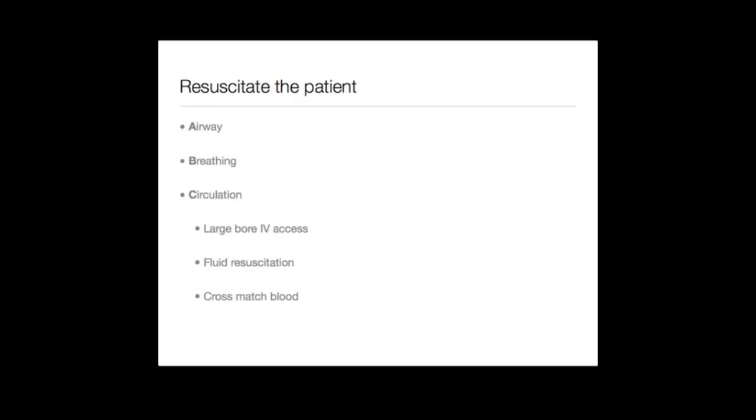So now we're going to go on to talk about the most important management principles for patients presenting with possible ectopic pregnancies. As is the case with all management, it is first important to resuscitate the patient with respect to the airway, breathing, and circulation. Circulation is particularly important here, as patients presenting with possible ectopic pregnancies may deteriorate rapidly. They should therefore have large bore IV access established, be given fluid resuscitation if they are hypovolemic, and have blood cross-matched.